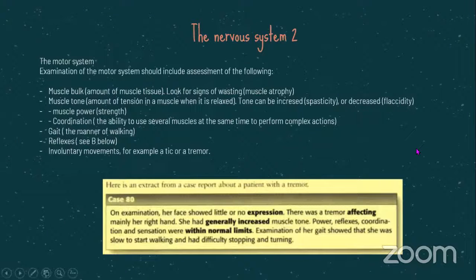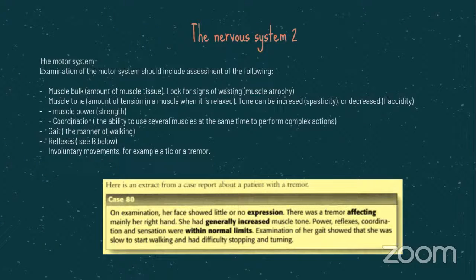Thank you. Melanie, can you read this part, please? Yes, Miss. The nervous system 2, the motor system. Examination of the motor system should include assessment of the following. Muscle bulk, amount of muscle tissue, look for signs of wasting, muscular atrophy. Muscle tone, amount of tension in a muscle when it's relaxed. Tone can be increased, spasticity, or decreased, flaccidity. Muscle power, strength. Coordination, the ability to use several muscles at the same time to perform complex actions. Gait, the manner of walking. Reflexes. Involuntary movements, for example, a tic or a tremor.